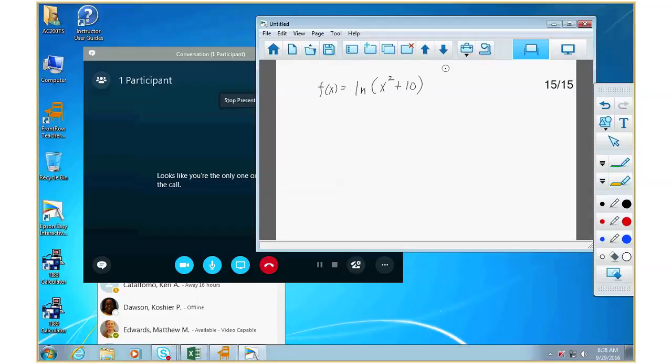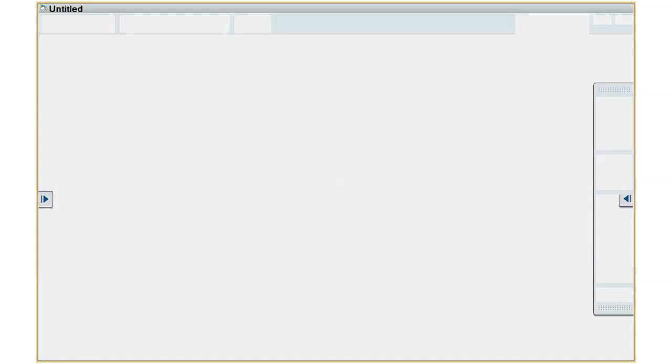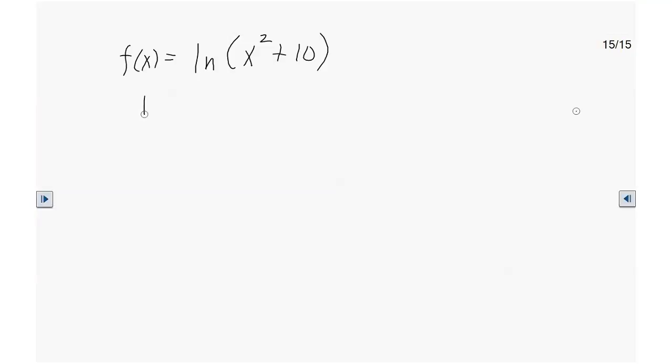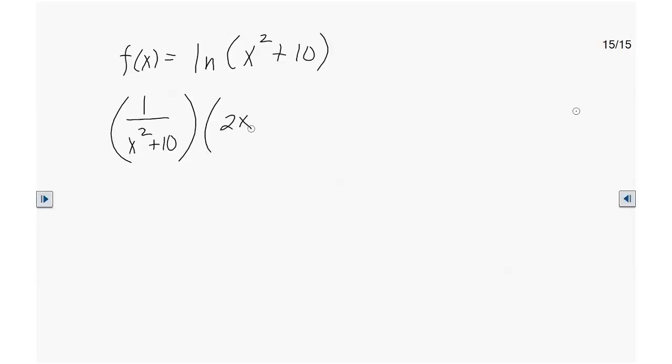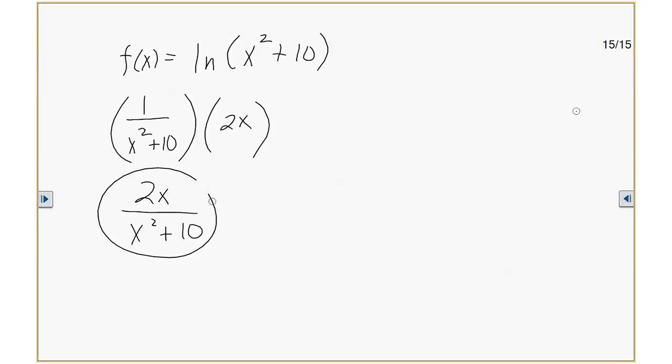All right, so what is the derivative of this function? 1 over x squared plus 10 times what? 2x. Therefore, that'd be 2x over x squared plus 10. And that's going to be your answer.